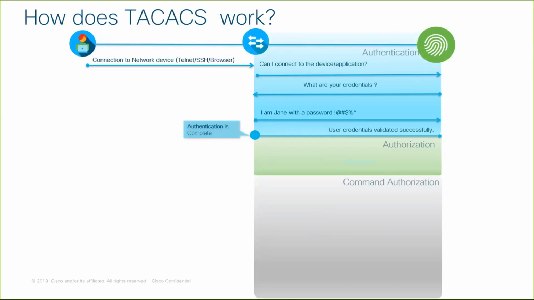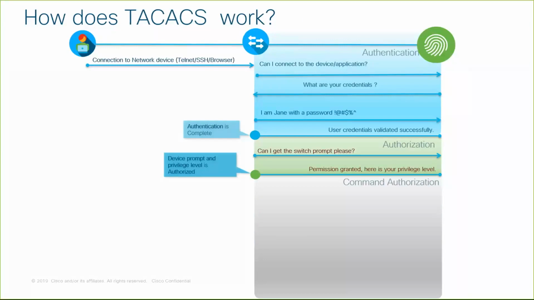Once authentication becomes complete, what Jane expects is a prompt, a switch or a router prompt, right? And she's granted a switch or a router prompt, and she's provided the appropriate privilege level based on her user role, whether she's an admin, a network admin, a help desk admin, and so on. Now, typically the accounting happens as well. So the accounting starts the session and tracks the user's session and so on. Now, I mentioned that TACACS has 2 specialized command events, called command authorization and command accounting. Let's take a look at that.